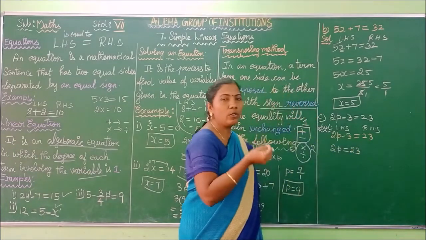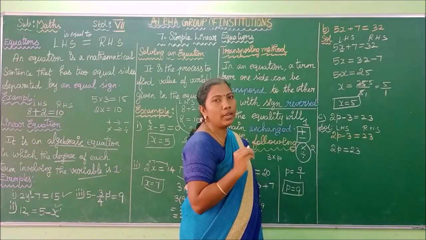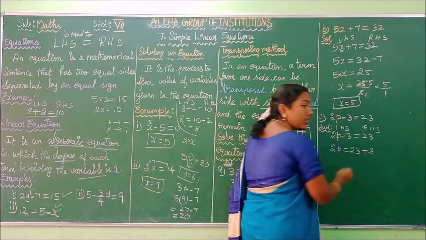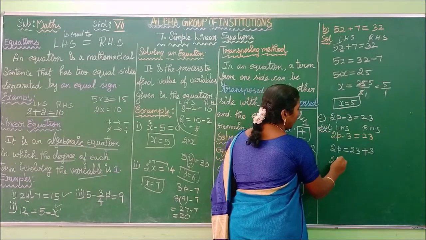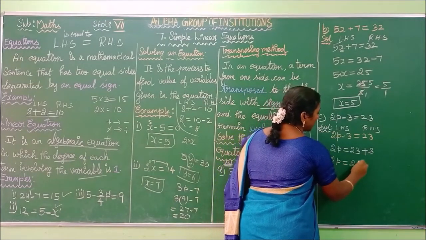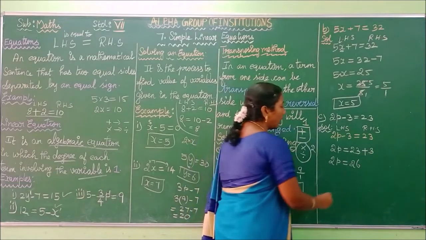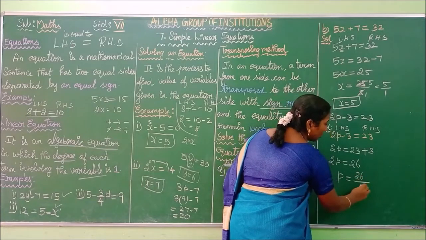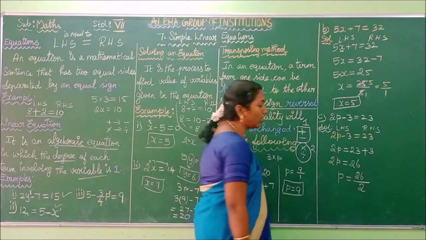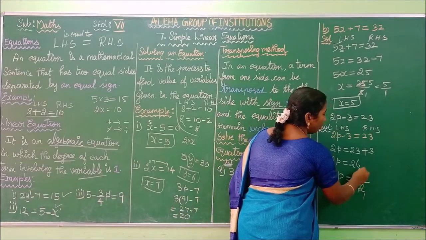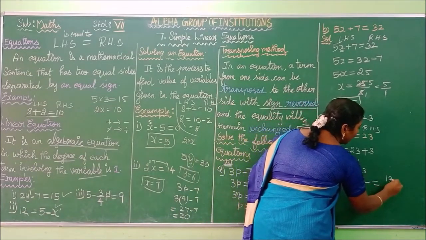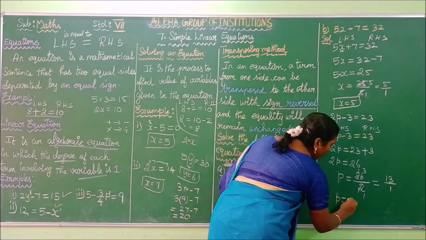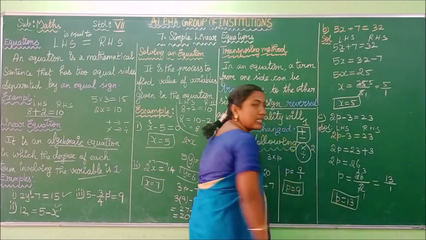While you are bringing one term from one side to another side, its sign should be reversed. So you have to reverse its sign. So it became plus 3. Do you understand children? Here, okay. 2p equal to 23 plus 3, 26. Now we have to find the value of p. For that, we have to bring this 2 to this side. So it comes by division. So 26 by 2. Do we understand children? Now you have to cancel it. 1 2 is 2, 1 2 is 2, 3 2s are 6. So 13 by 1. Leave the denominator if it is 1. So your answer is p equal to 13. I hope you have understood this.